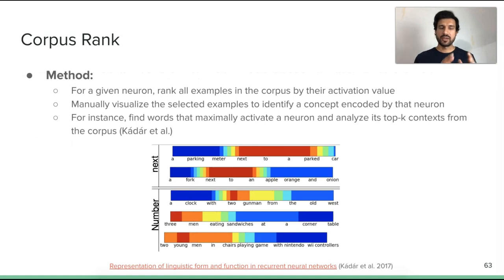In corpus rank, for a given neuron, we rank all examples in the corpus by their activation value. Now we have a sorted list of sentences with highest activation on the top, so we can select the top sentences and manually visualize them to identify a concept encoded by that neuron. For instance, we can find words that maximally activate a neuron and analyze its top K contexts from the corpus. In this example, you can see a certain pattern of activation when observing a particular concept, like the phrase next to determiner in this first example, and the words representing numbers 2, 3, 2 in the second example.